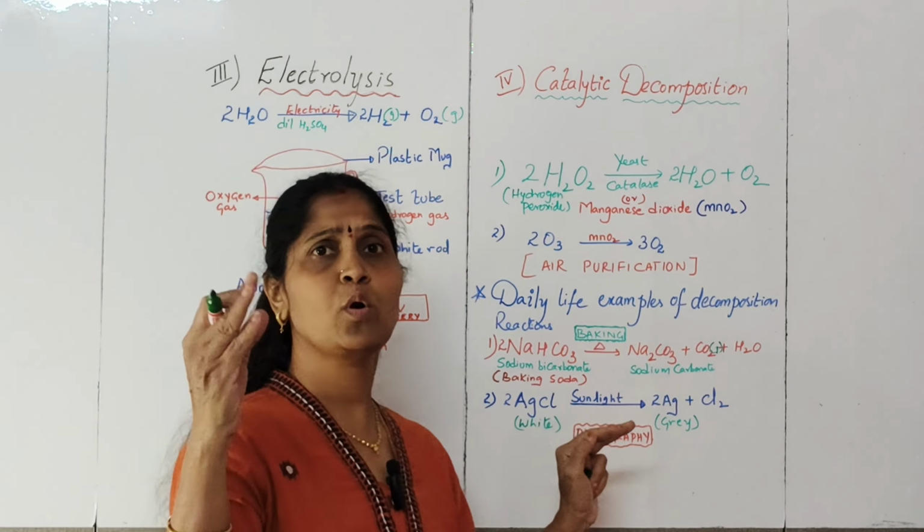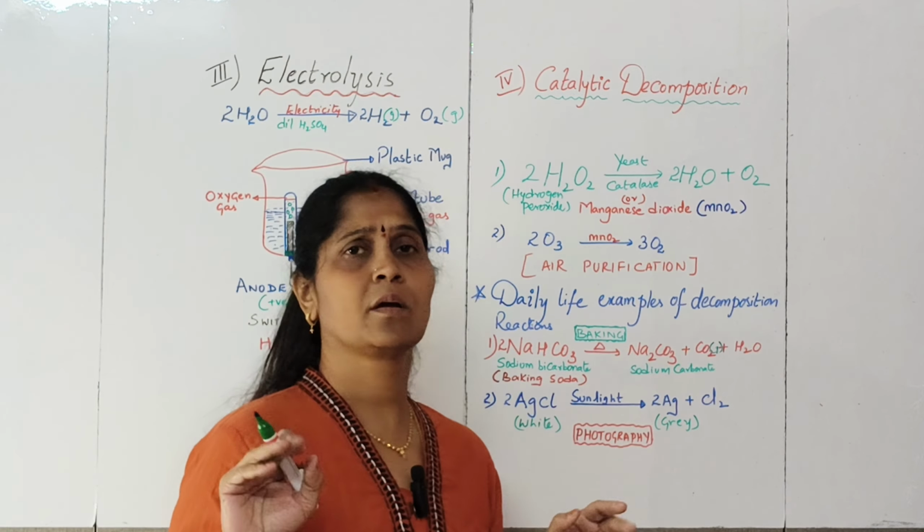Also, as I told you, in olden days there were films and negatives which were developed into photos. There, silver chloride or silver bromide is coated onto the films, and they develop the imprints when light falls on them, because of decomposition of the material coated on the films. Silver chloride, in the presence of sunlight, forms silver. That's why it becomes gray. And chlorine is also formed. This is useful in photography. Even air purification can be mentioned as an application.